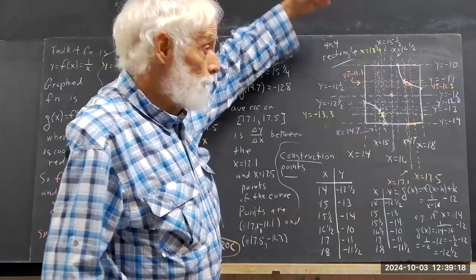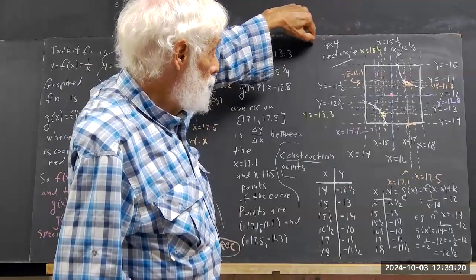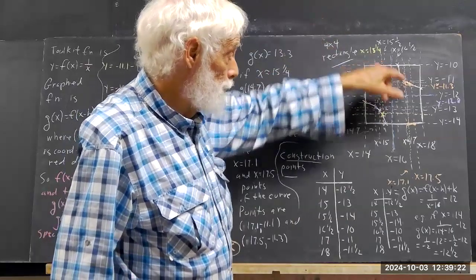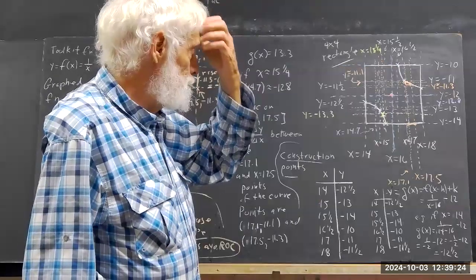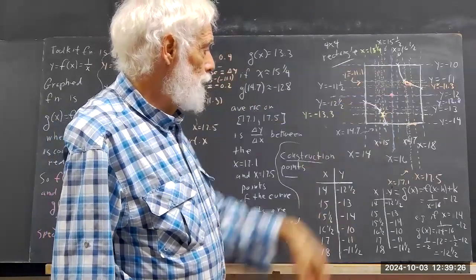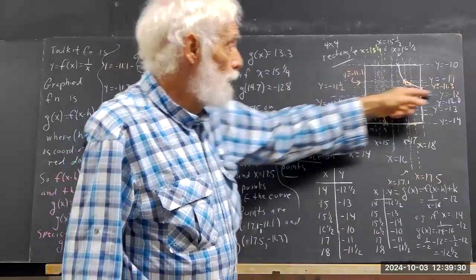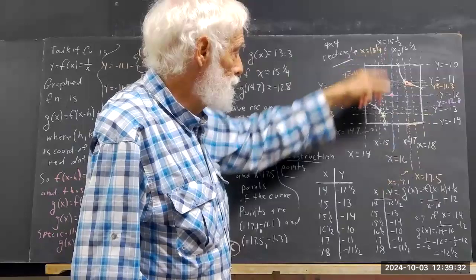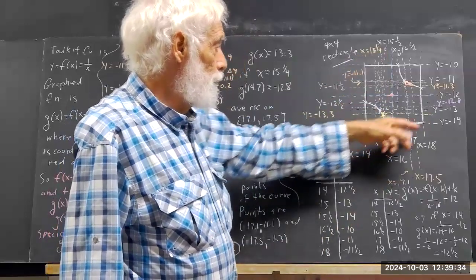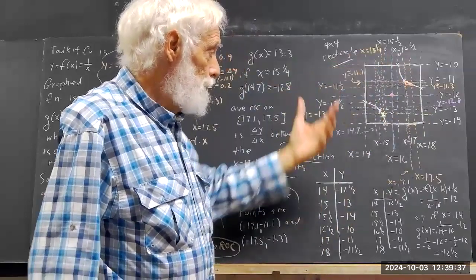Okay, so I've got a 4x4 rectangle, you can see. I gave you the coordinates of the vertex, which are x is 16, y is negative 12, with the red dot. Then we can label all the construction lines.